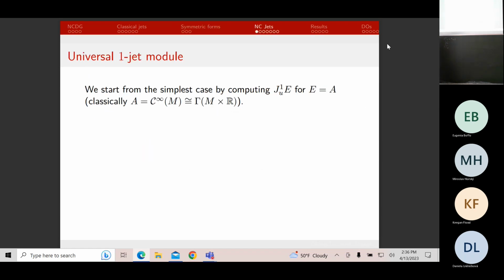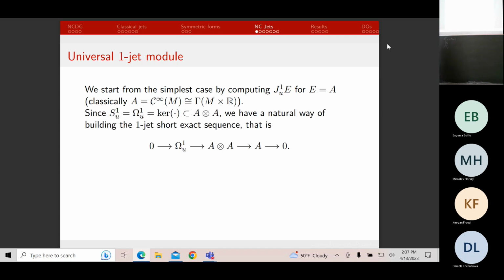Fine. Okay, so let's go with the non-commutative generalization finally. Even before that, let me just tell you that the zero jet functor just needs to be the identity, because that's what we expect classically. So now let's go to the first degree, and let's consider a simple possible case. We consider the universal exterior algebra, and as a module we take the algebra A itself. So classically this corresponds to taking the sections of the trivial one-dimensional bundle.